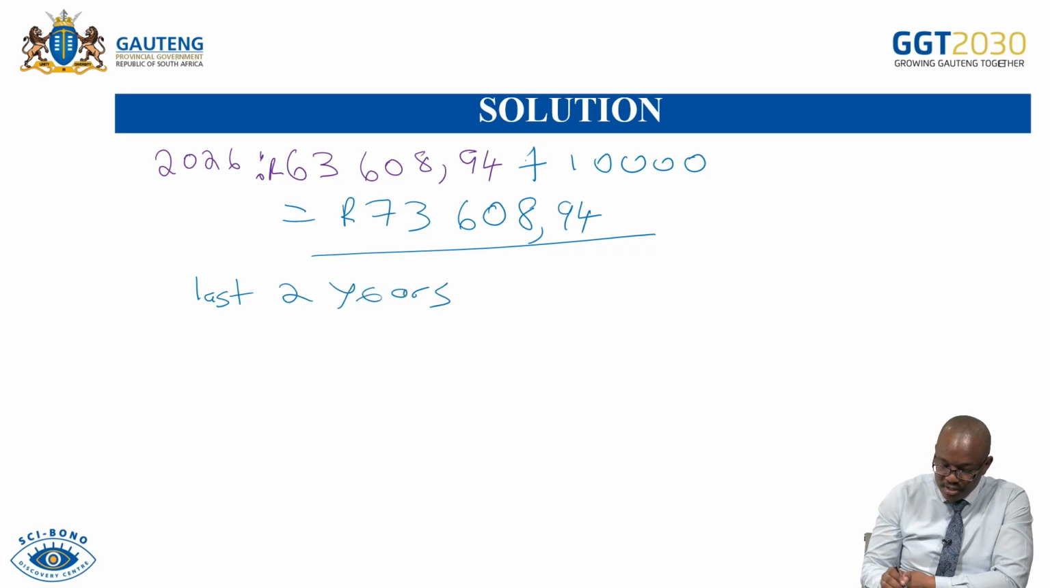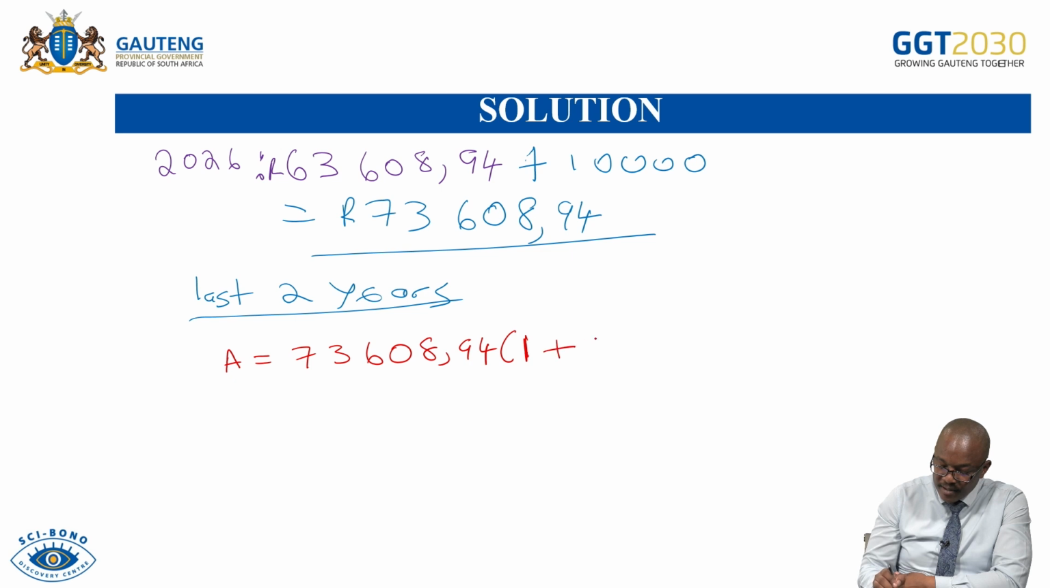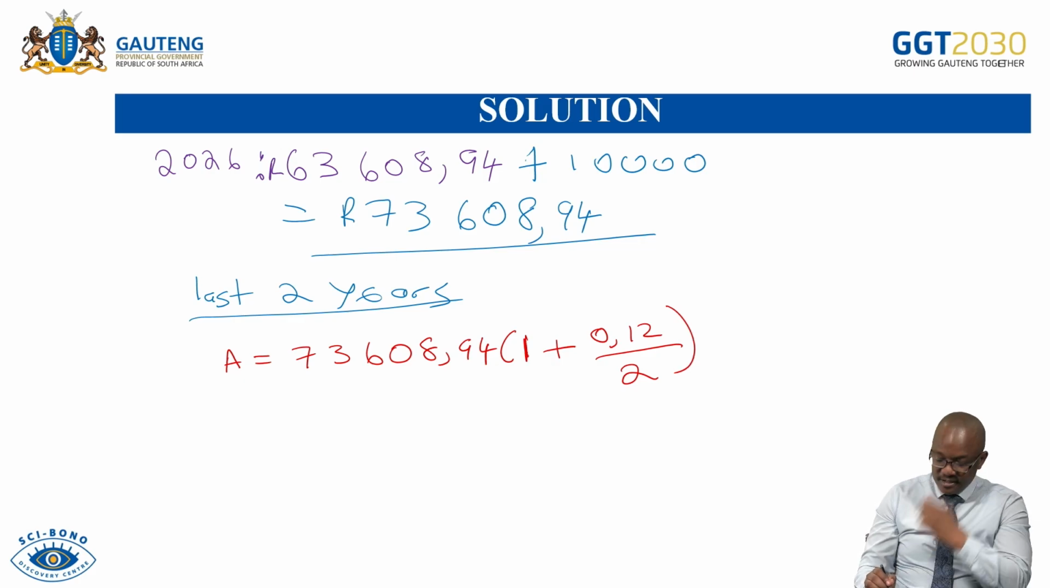Our last 2 years, correct? Now we can calculate the interest there. It's going to be our 73,608.94 into 1 plus 0.12 divided by 2. Remember, 2 years is remaining, which is going to be 2 multiplied by 2.